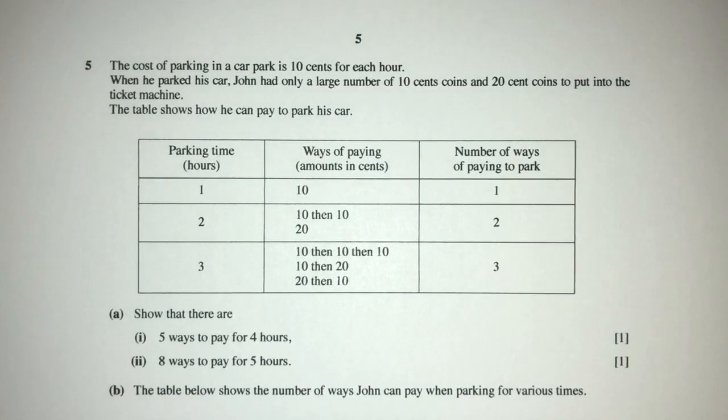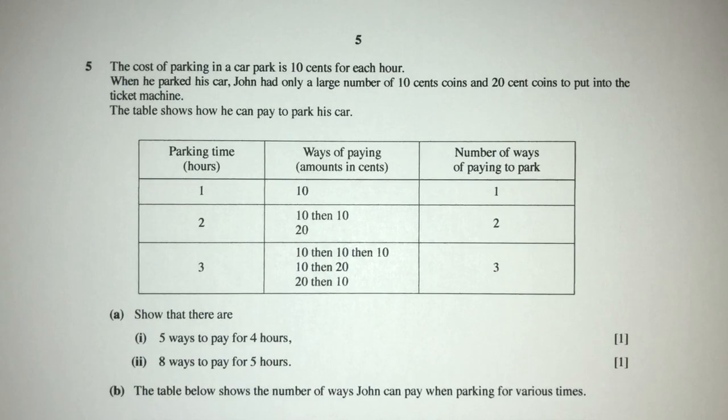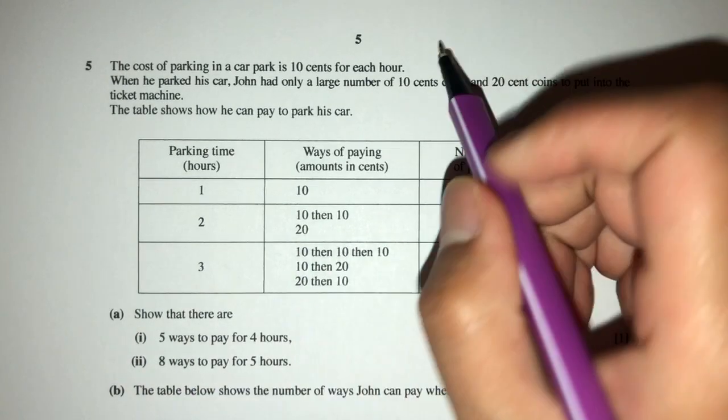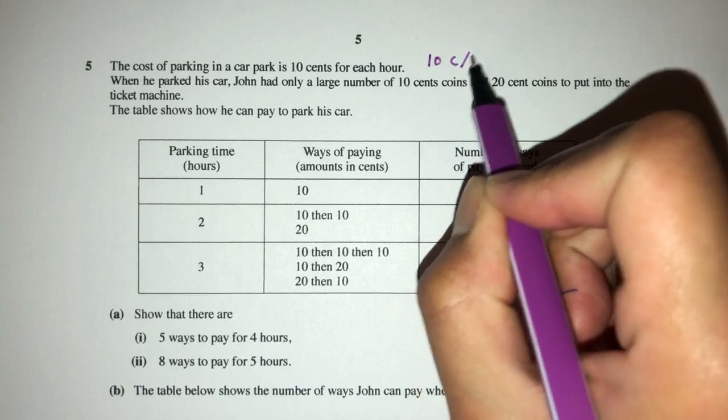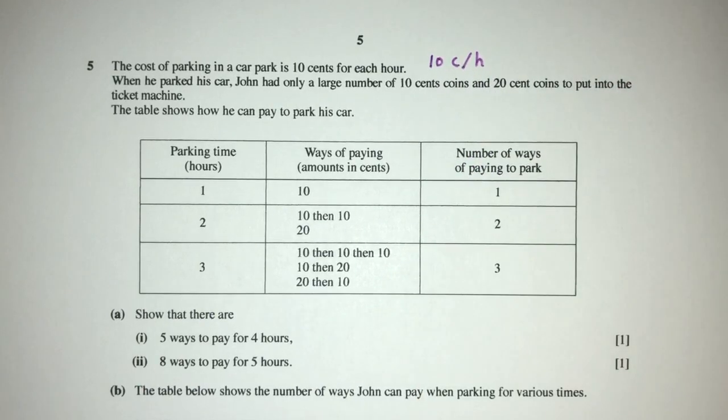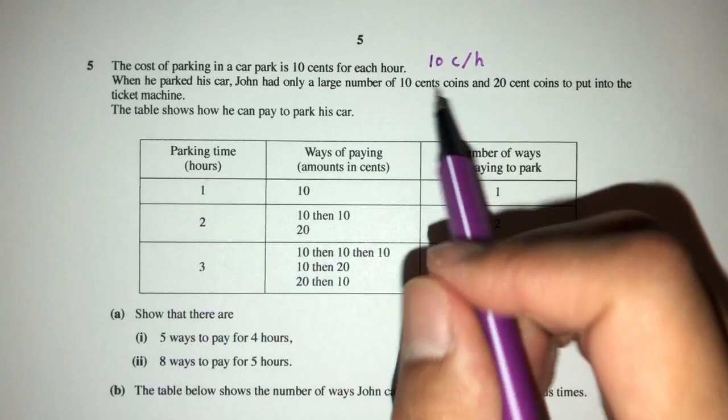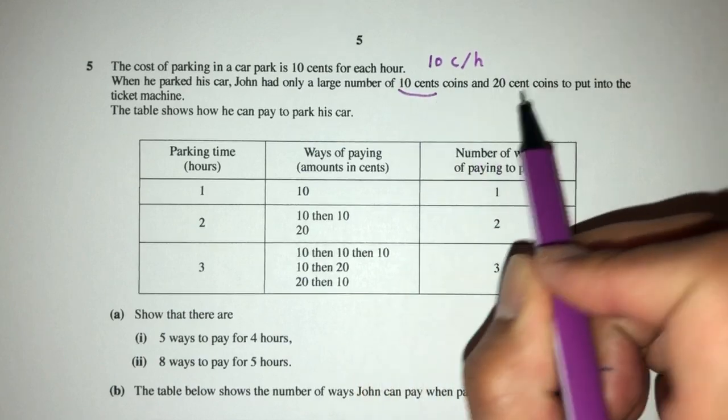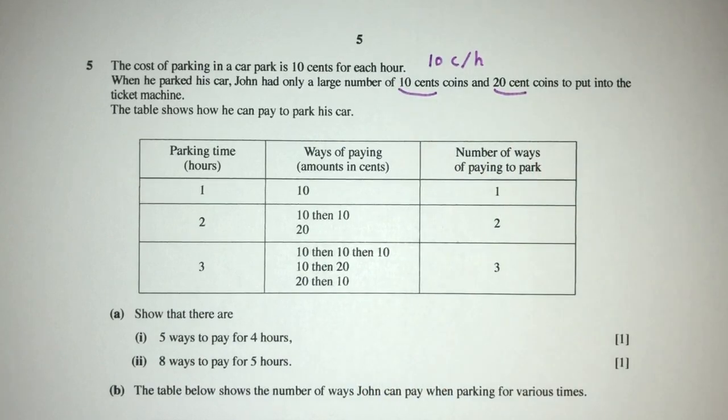Let's see what we have here. The cost of parking a car is 10 cents each hour. So 10 cents per hour. That's the cost of parking in this car park. Now, when he parked his car, John had only a large number of 10-cent coins. He has 10-cent coins and 20-cent coins to put into the machine. So he only has those 2 coins to use to pay for parking. That's the main idea.